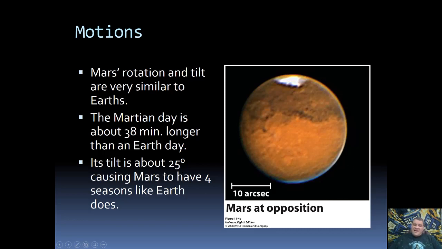Okay, because it has a similar tilt, that 25 degrees, it actually has seasons similar to the Earth. Okay, so there is a spring, summer, fall, and winter on Mars in the northern and southern hemispheres, just like we see on the Earth.